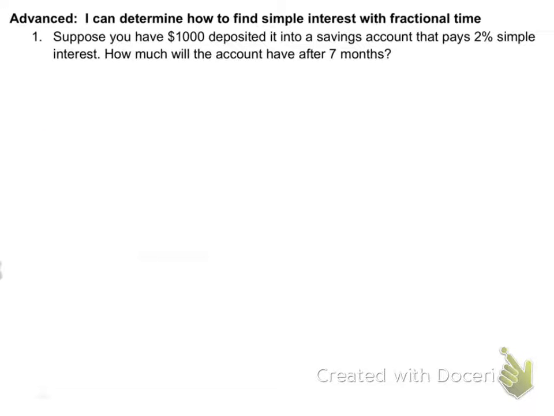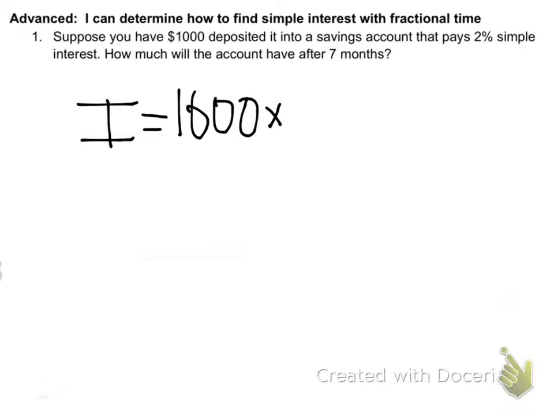Well, here we are at the final bit of problems. What we are looking at here is simple interest, but what I call fractional time. That means it's not a whole number like 1 year, 3 years, or half a year. So what are we going to do? We're trying to figure out interest. My interest is my principal, 1,000, times my rate, 2%.